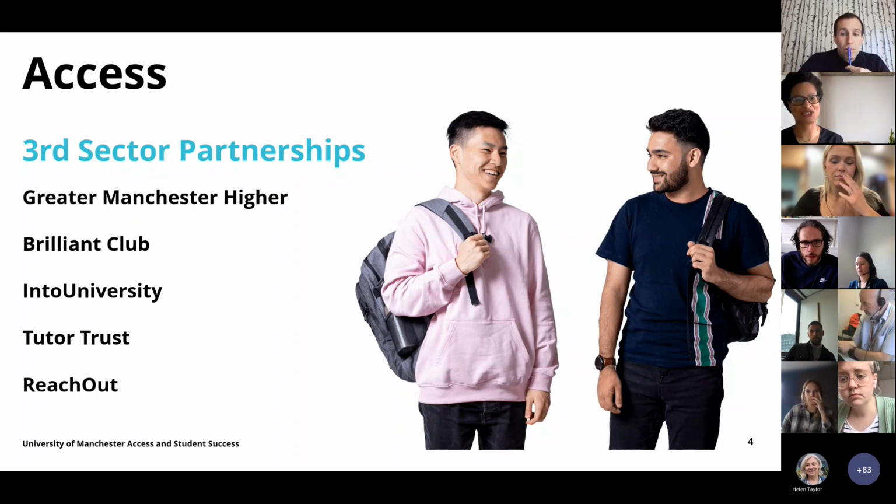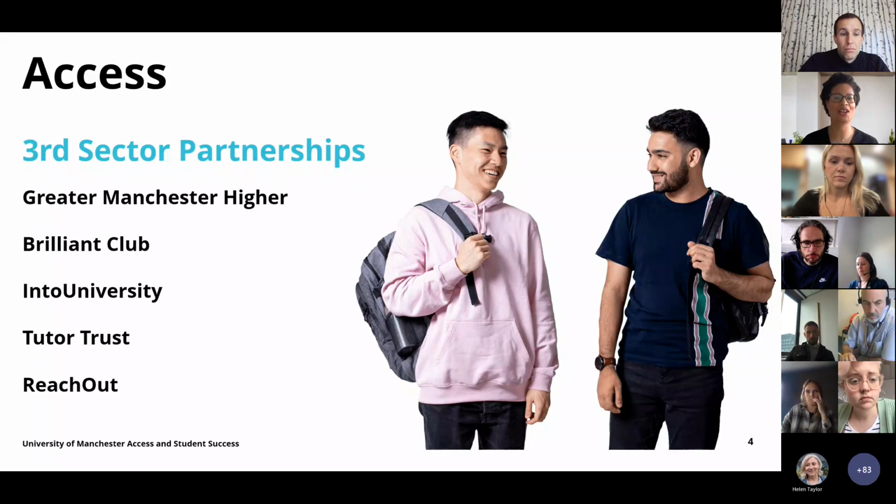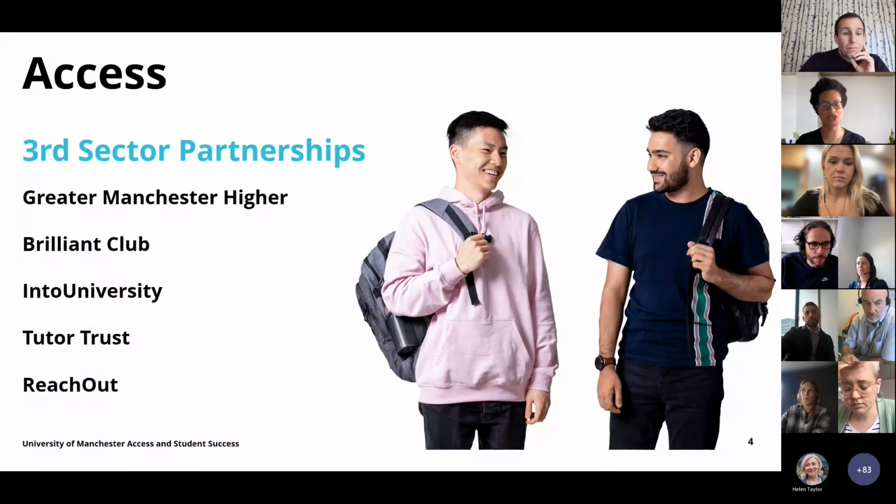But the impact data then showed that those underrepresented groups were not actually making progress in the same way as their more advantaged peers. And that's one of the reasons why we now have success measures to monitor how these students do. Okay, so let's look at some of our third sector partnerships.